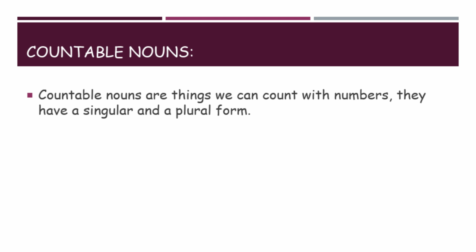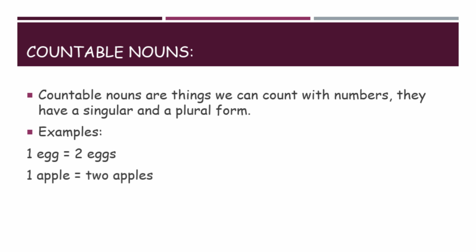They have a singular and a plural form. Examples: 1 egg, 2 eggs. As you can see, the S of the plural. 1 apple, 2 apples. 1 woman, 2 women. Okay, so these are countable nouns. We can count them. Yes, let's move on to the other type of nouns.